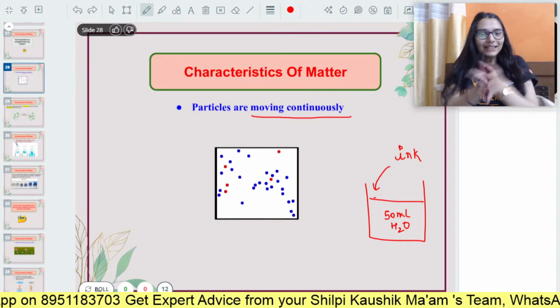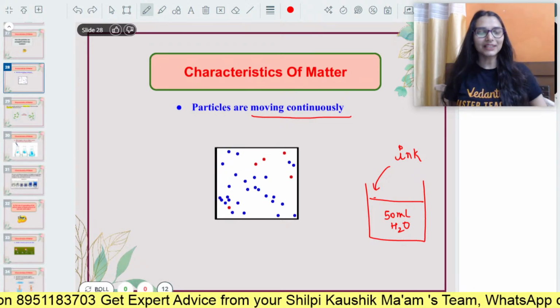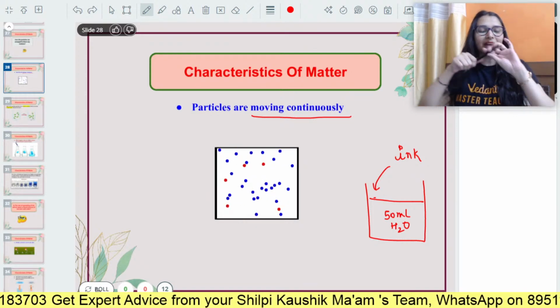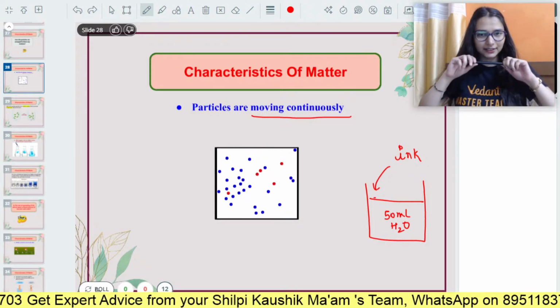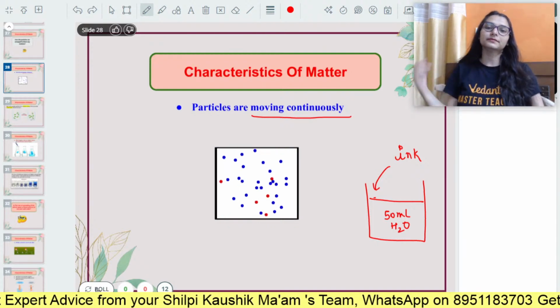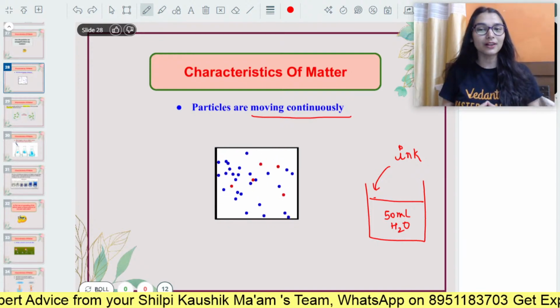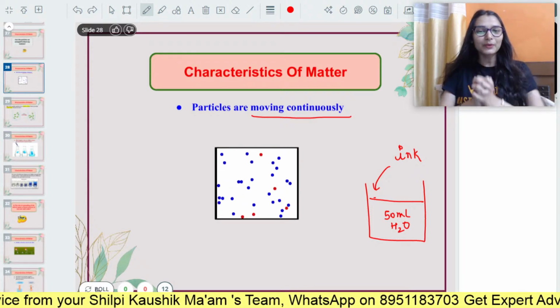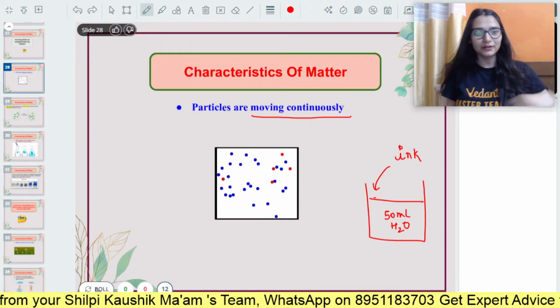So how are particles mixing with each other? Because they are moving. Like how can this pen walk itself? It cannot. The same happens here also. How is ink able to dissolve in water? Because ink particles are moving, water particles are moving, they intermix with each other and ink dissolves in water.